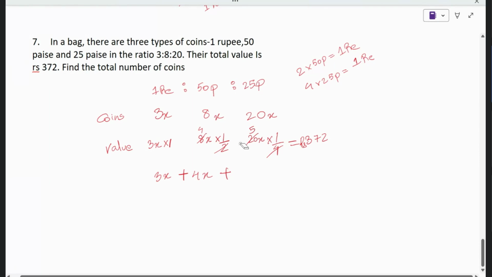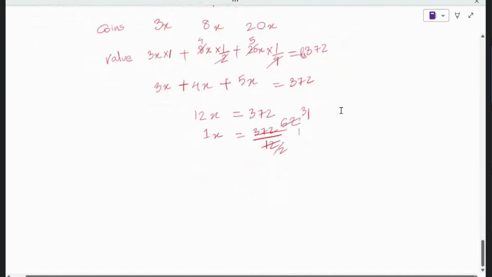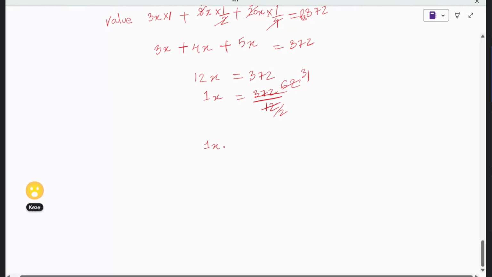Okay. This will be 5x is equal to 372. Now this one total will give us 12x, 372. That means 1x means what? 372 divided by 12, or no? 6 times 2 is 12, 6 times 6 is 36, 6 times 2 is 12, plus 1 is 13, 31, or no? So this means 1x is equal to 31 coins.